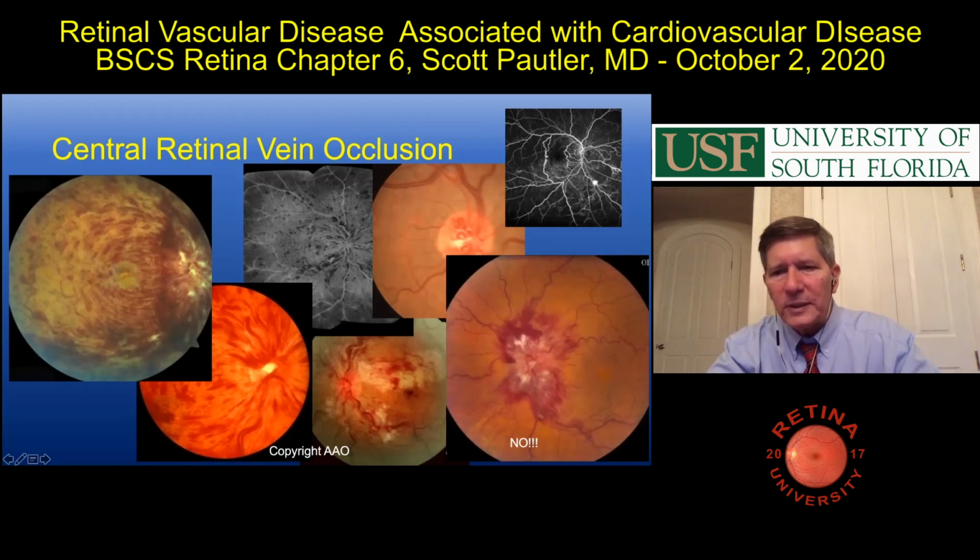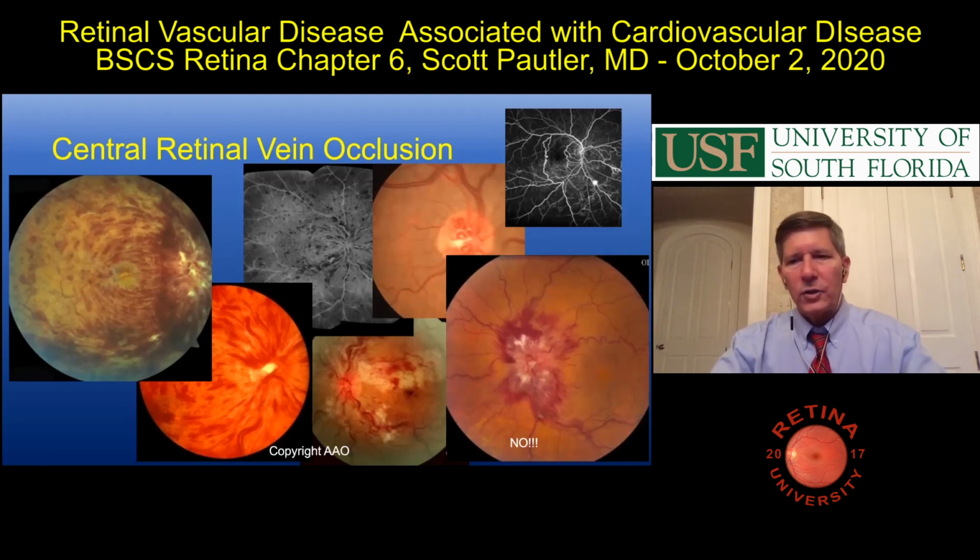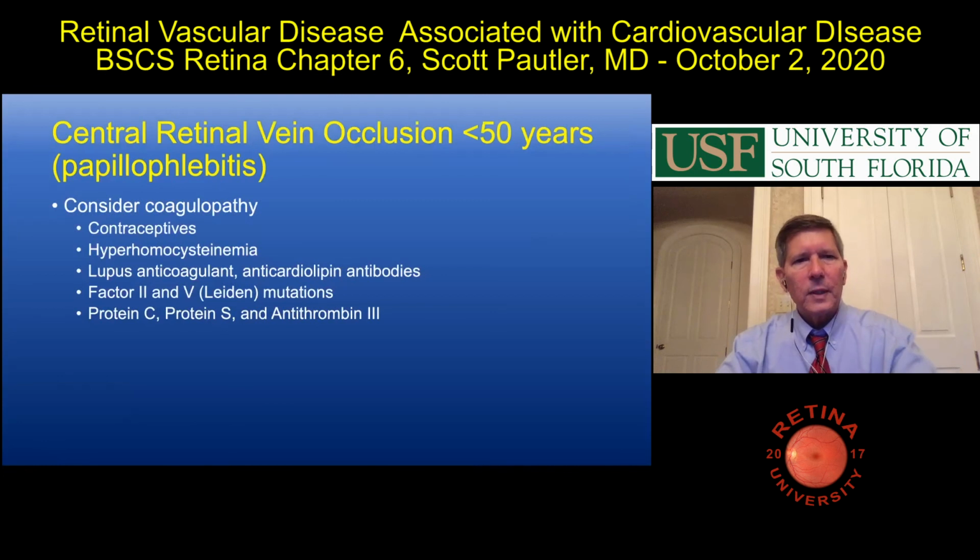In young people, sometimes you can get something like this, and it's referred to as papillophlebitis once you've ruled out other pathology. But when you see something like that, you've got to think about other diagnoses. Don't jump right into vein occlusion. In fact, speaking of papillophlebitis, that's a term used by some in the literature for basically a central retinal vein occlusion occurring in a younger patient.